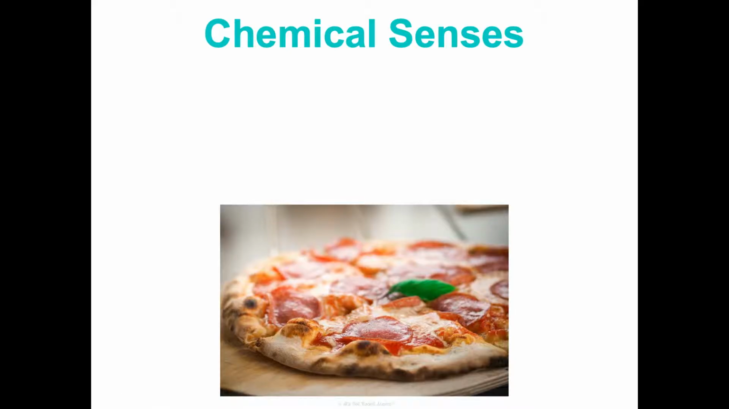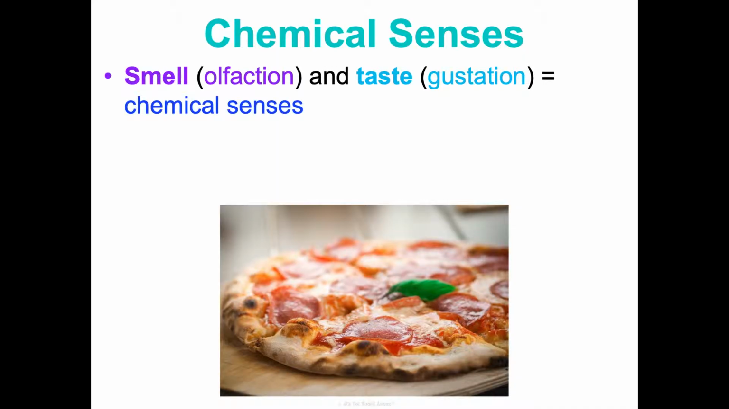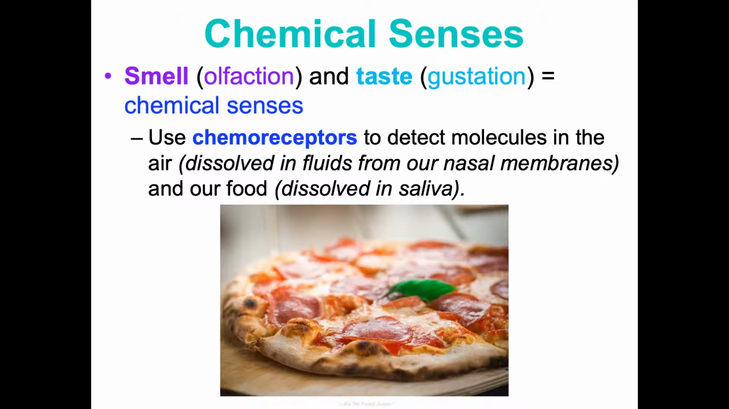Pretty complex structure, but luckily we're not going to get into too much of the complexity of the structures for your chemical senses. So we'll take a little break there. So your two chemical senses are smell, or olfaction, and taste, which is gustation. And these are considered chemical receptive senses because they use chemoreceptors to detect molecules in the air that get dissolved in fluids from our nasal membranes when they come through the nose, and then molecules in our food, which get dissolved in saliva. Fun fact, our chemoreceptors are actually sharpest at birth, which is why newborn babies can smell their mom's breast milk from across the room, which is kind of wild.